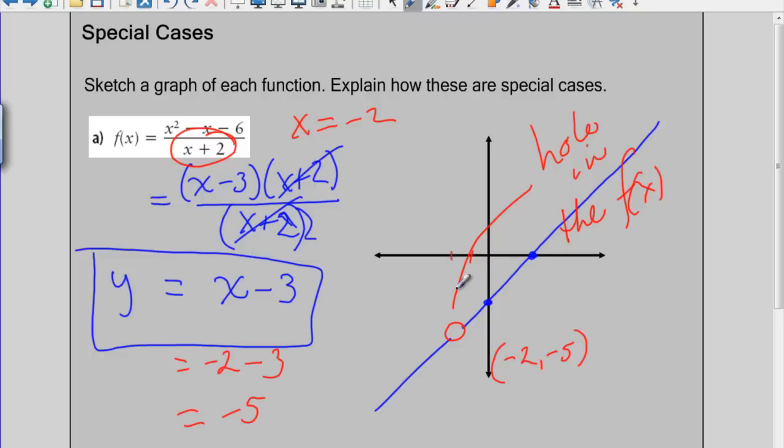And because of the restriction, we have to account for that. So the rule that we have is when you're dealing with any type of polynomials, make sure you factor them first. If something cancels out, then you will have what we call a hole. So this is definitely a special case.